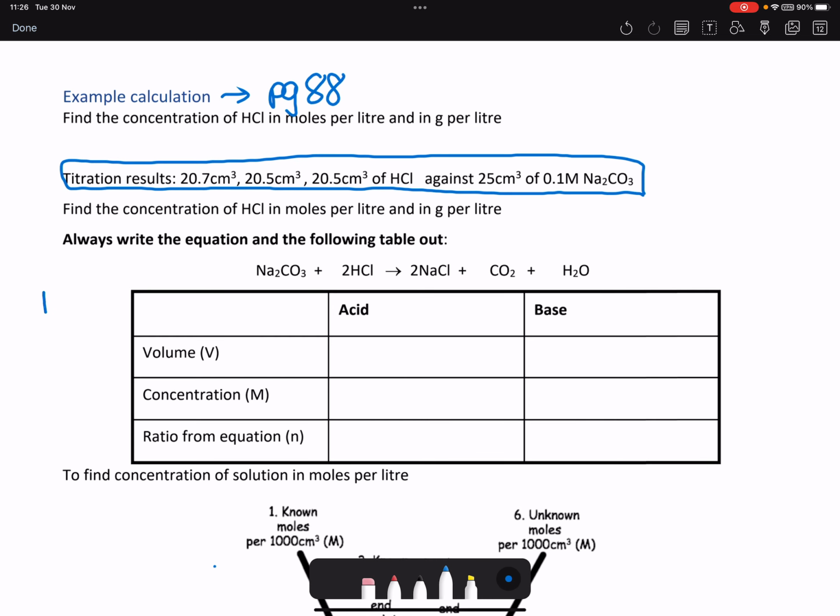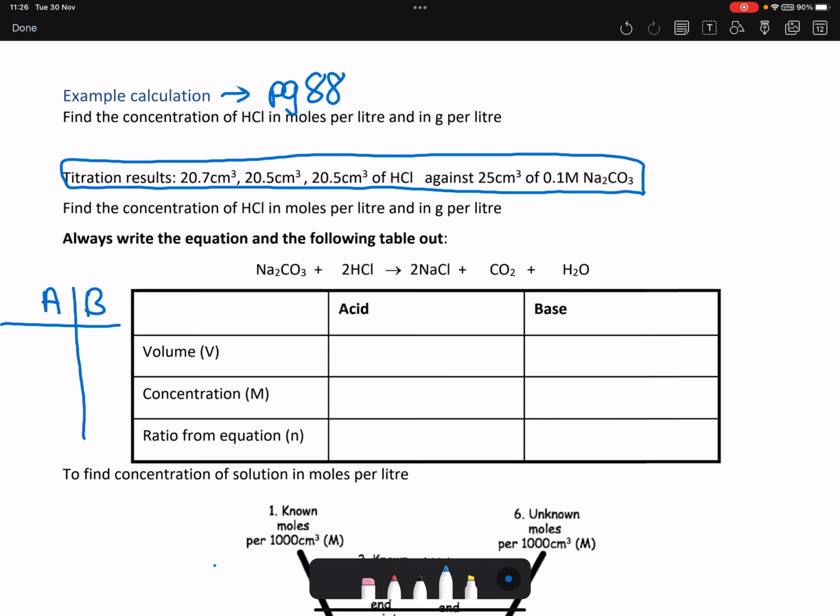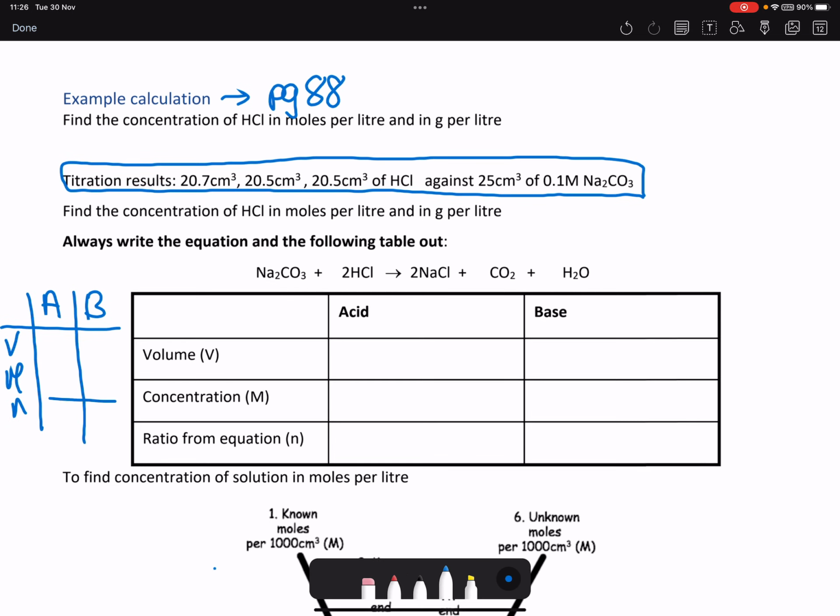It can be simpler than the one I have here. Just go AB for acid base, and then you just have a V, an M, and an N. If you need to line it up, you can, not necessary. And then you're finding the information from your question. So I'm going to read across the titration results line.